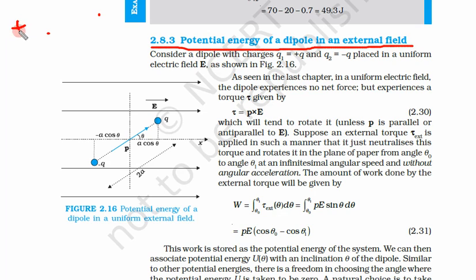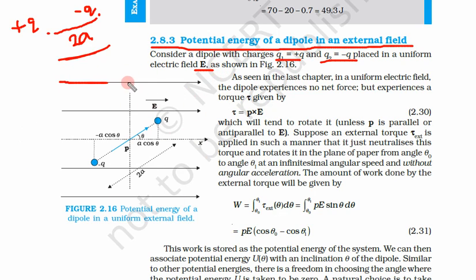Hence one charge is positive q, another charge is negative q, and the distance between them is 2a. That means they are forming a dipole. So this time we have to calculate the same thing for a dipole. Again, the charges q1 and q2 are plus q and minus q, and the uniform electric field is E. So this is the diagram.